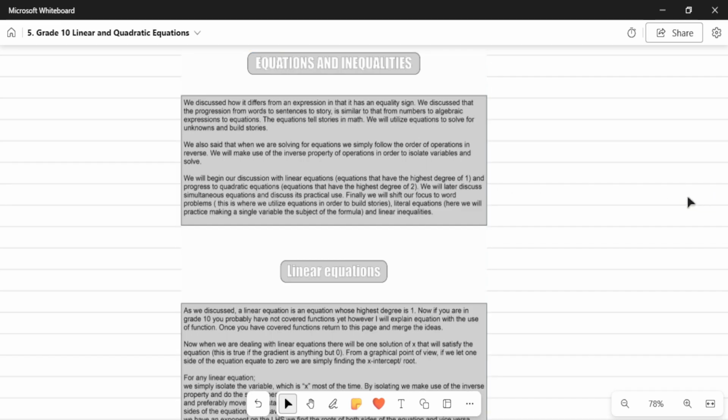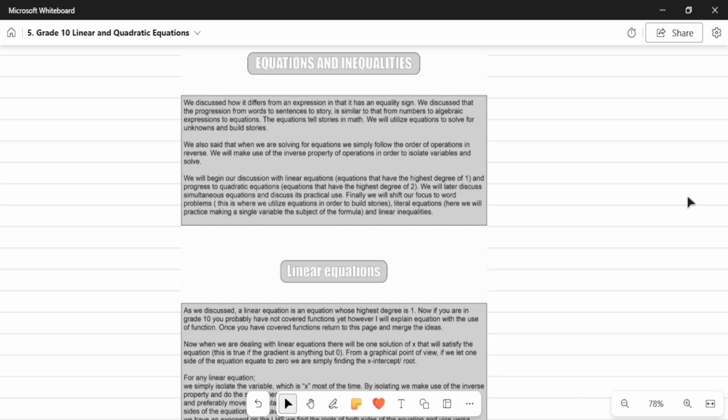Right, equations and inequalities. We discussed how it differs from expressions in that it has an equality sign. We discussed that the progression from words to sentences to stories is similar to that from numbers to algebraic expressions to equations. The equations tell stories in maths. We will utilize equations to solve for unknowns and build stories.